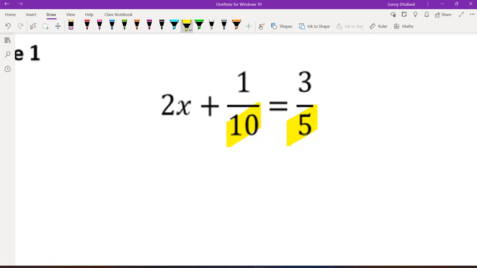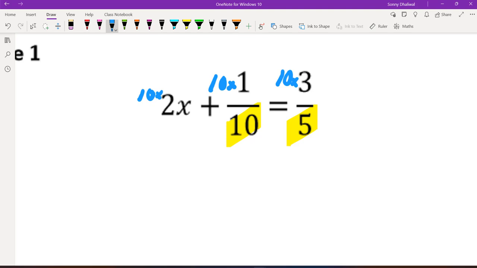So we're going to multiply every term. Remember, terms are separated by plus and minus signs. We multiply by the common denominator. So I'm going to multiply 10 here. That's the first term. The second term is this one. And then the third term over here. Every term gets multiplied by that common denominator.